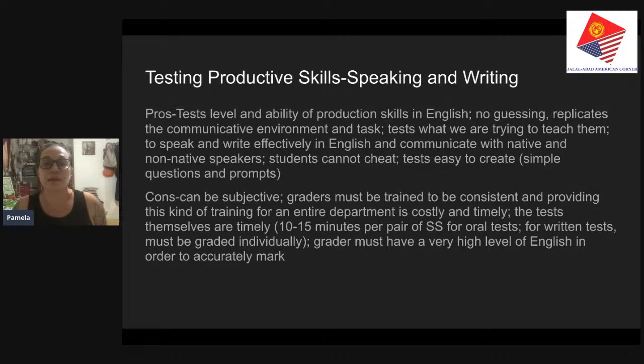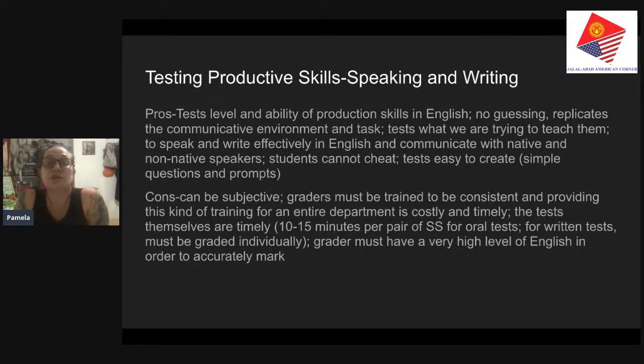And the tests are time-consuming. It's 10 to 15 minutes per pair of students for oral tests. So this takes a little bit of time, and you really have to have something for the rest of the students in the class to do, some place for them to be, while the main two teachers are giving the test.